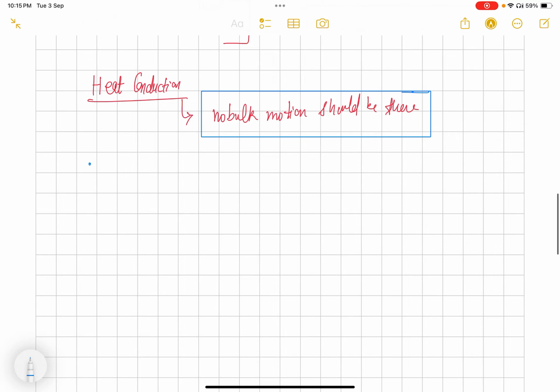So some points are there with respect to conduction. Unlike temperature, heat transfer, denoted by Q, is a vector. And what is a vector? Which has both magnitude and direction.